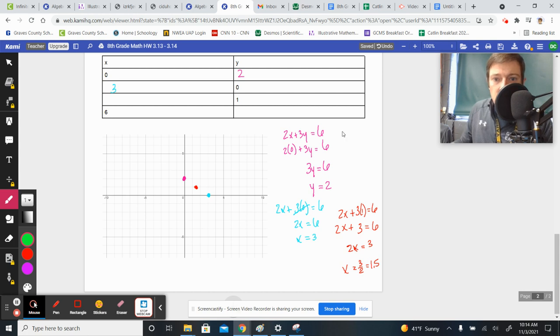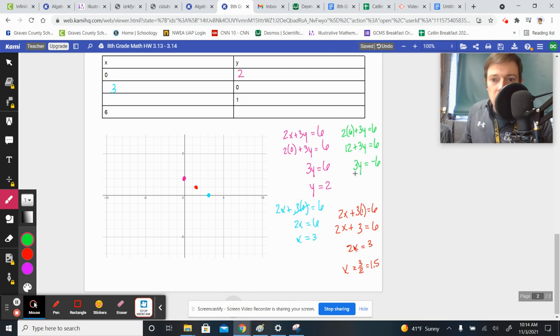This time x is 6. So 2 times 6 plus 3y equals 6. That's our equation. X is getting replaced with 6. And 2 times 6 is 12. 12 plus 3y is 6. We would need to get rid of the 12 on both sides. So subtract 12, subtract 12. 3y would equal negative 6 because 6 minus 12 is negative 6.